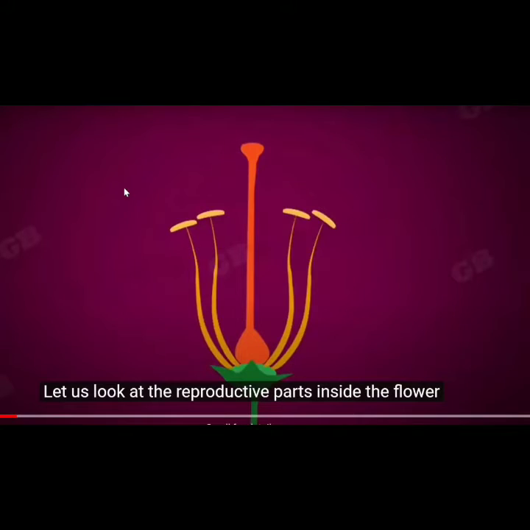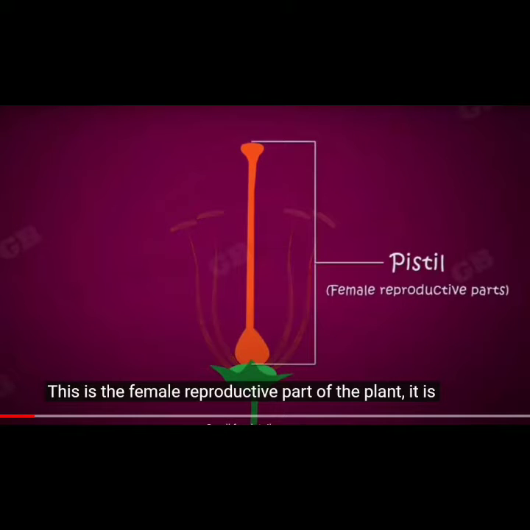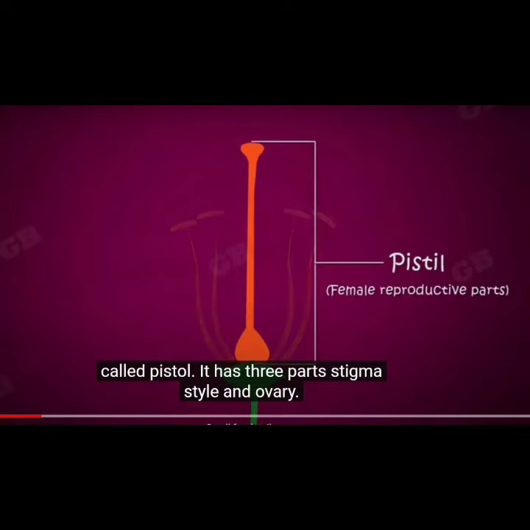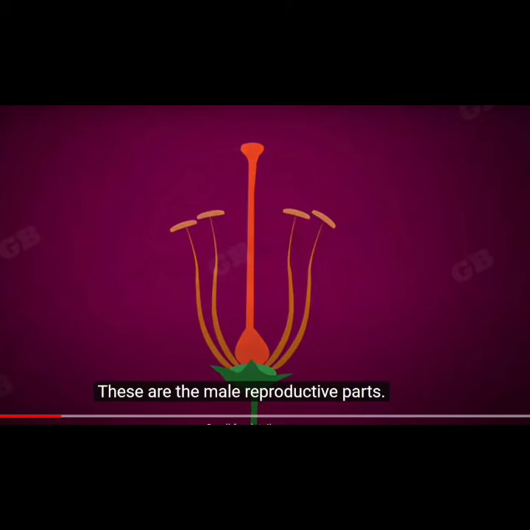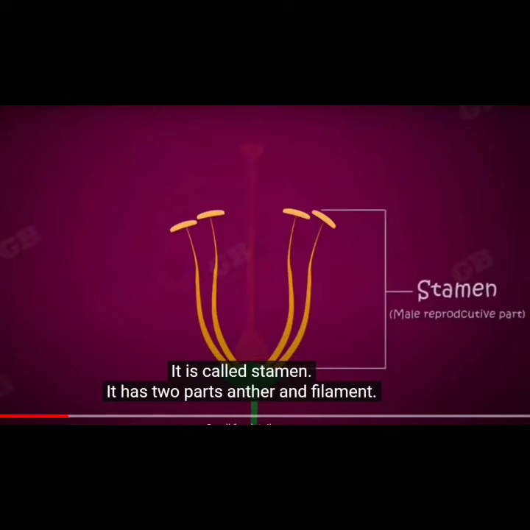Now let's summarize with a short video. Reproductive parts inside the flower. This is the female reproductive part of the plant. It is called pistil. It has three parts: stigma, style, and ovary. These are the male reproductive parts. It is called stamen. It has two parts: anther and filament.